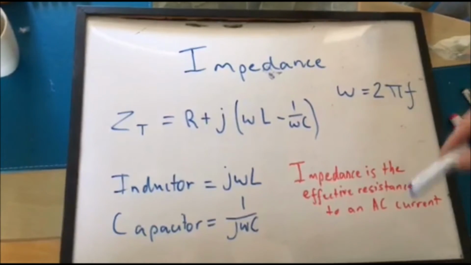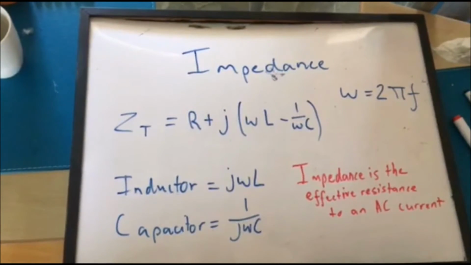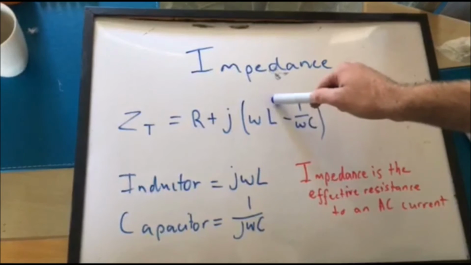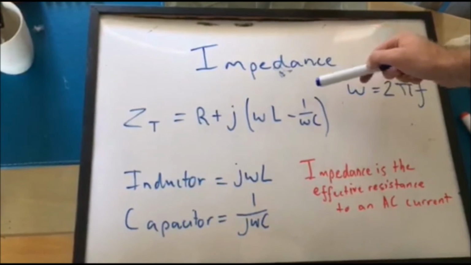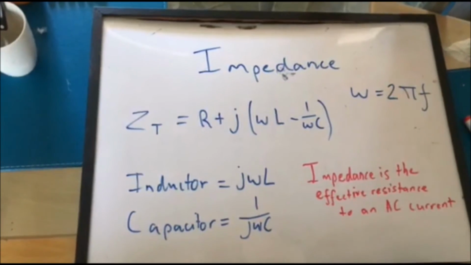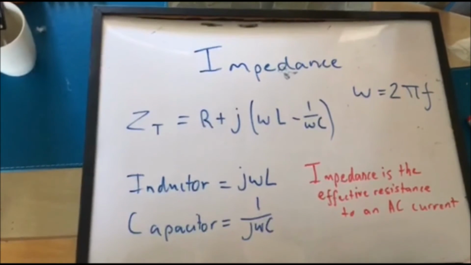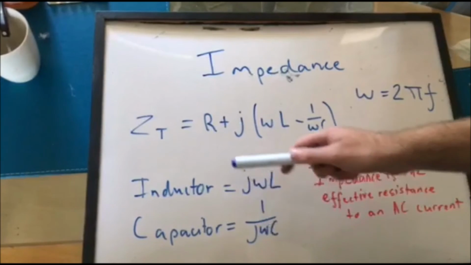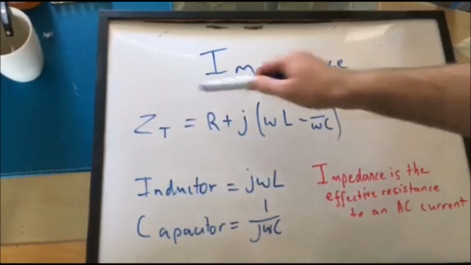So f is the frequency of the AC generator. So the omega L is the inductor section, and the 1 over omega C is the capacitor section. So if you want to equate inductors and capacitors in terms of impedance, you would use this formula.